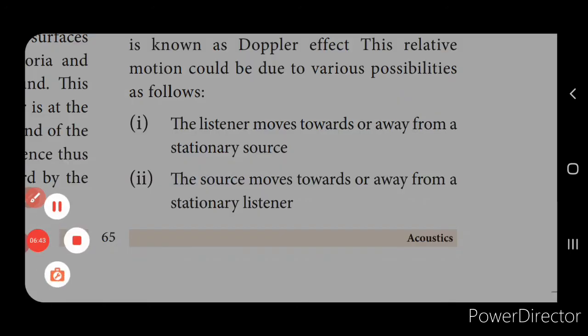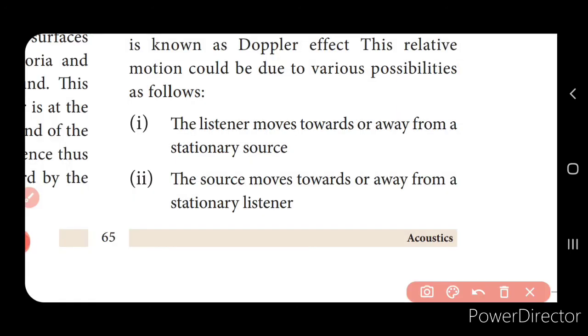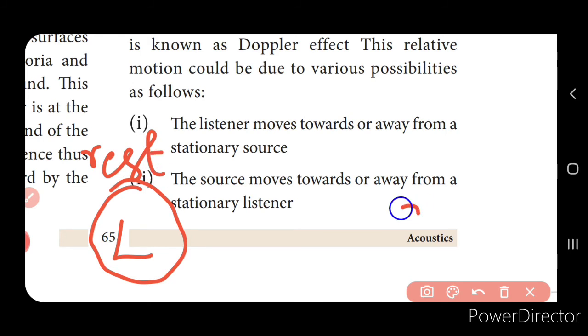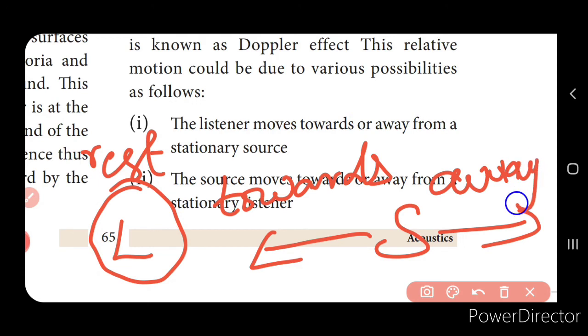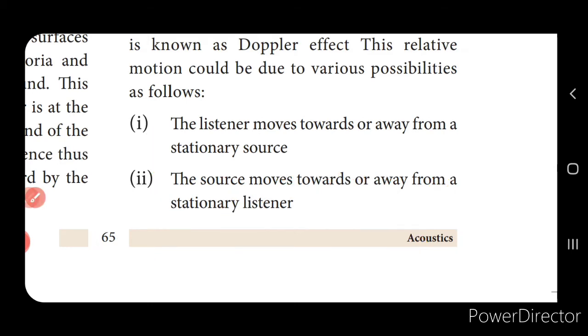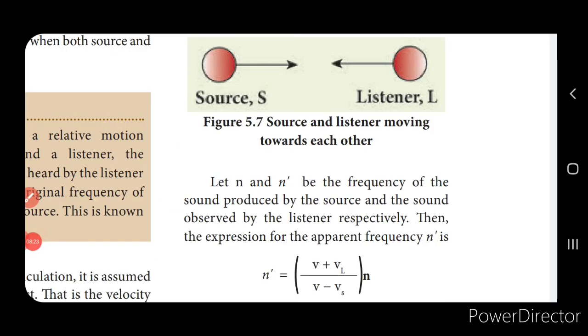The next one is that the source moves towards or away from the stationary listener. Now here the listener is at rest, and the source is moving towards the listener or away from the listener. This is towards and this is away. So this is again one of the possibilities. Now let us consider this possibility, where the source and the listener are moving towards each other.